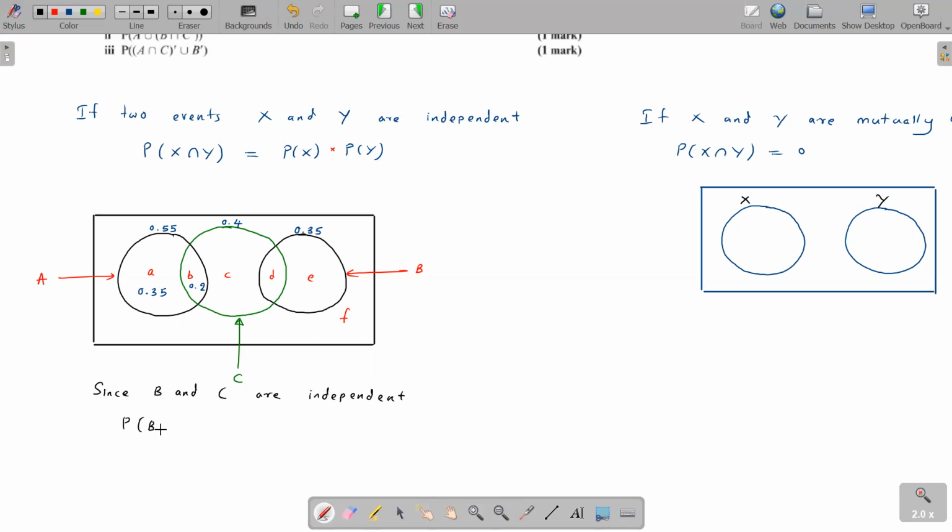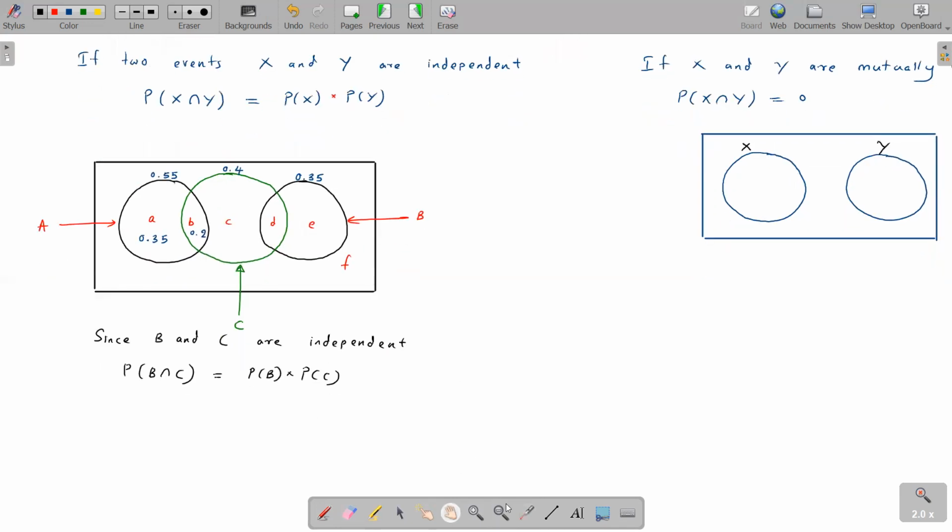Since B and C are independent, probability of B intersection C should be equal to probability B times probability C. So this is the rule. You need to use this rule because that will give you the intersection of the circles B and C. Probability of circle B is 0.35 times probability of circle C is 0.4. So multiply 0.35 by 0.4. The answer is 0.14, right?